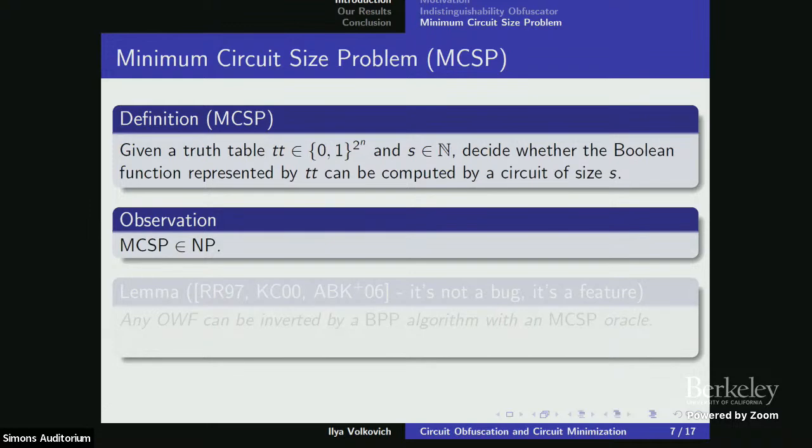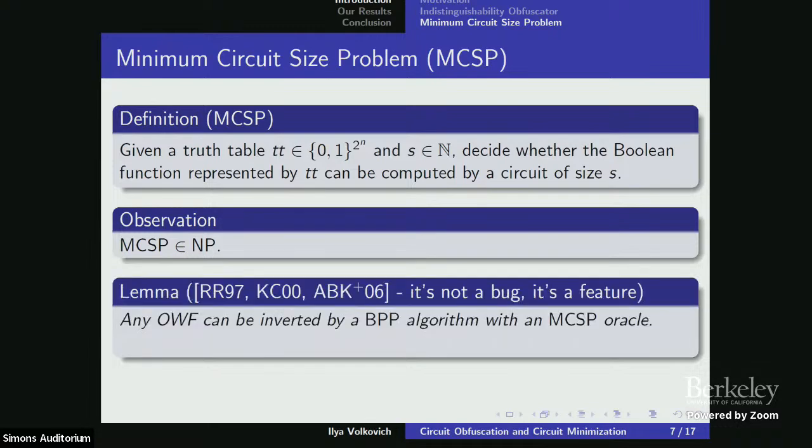So why is it in NP? Because first of all, you can guess the circuit, and then you check that the circuit actually computes the truth table. Again, we can do this efficiently in the input size. So this is the thing that we know, and unfortunately it's one of the few things we actually know, because all the other things start getting convoluted. One important property about MCSP, nonetheless, is that it's not a bug, it's a feature.